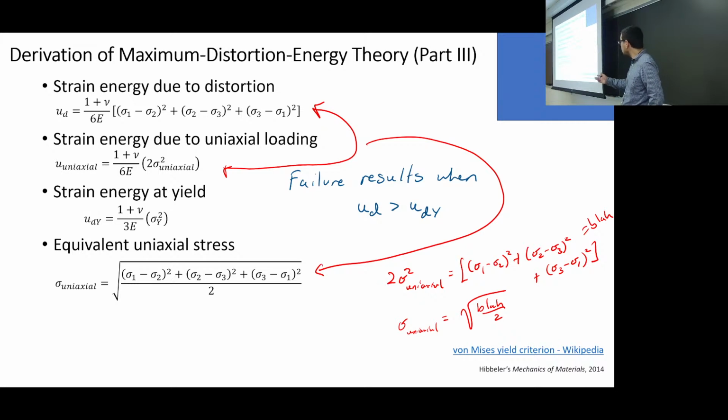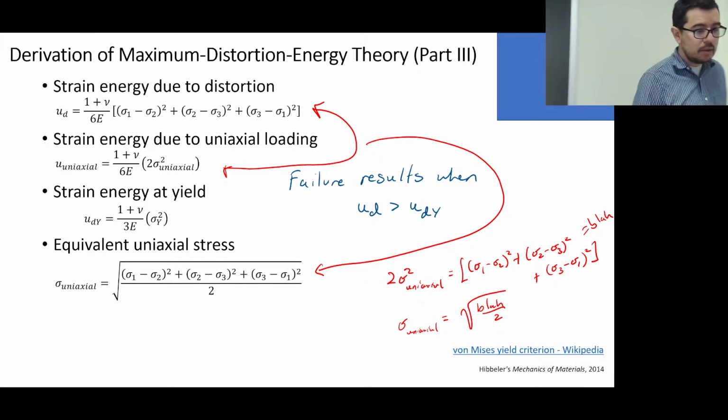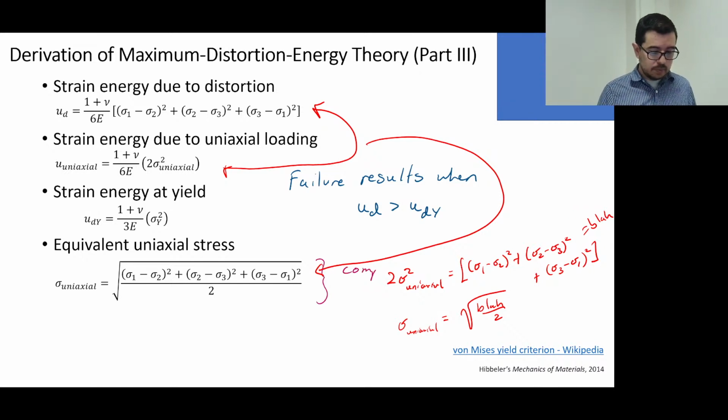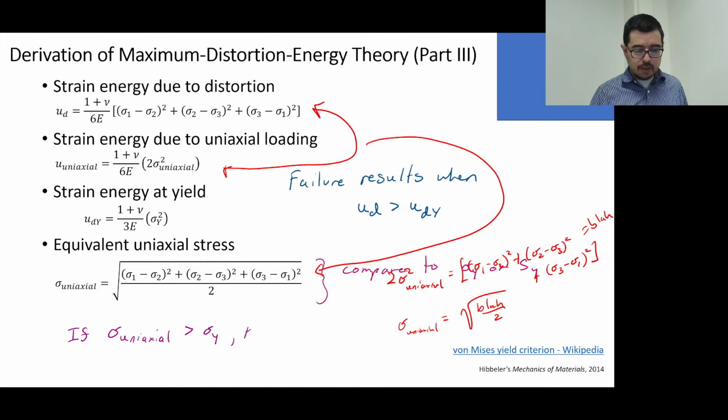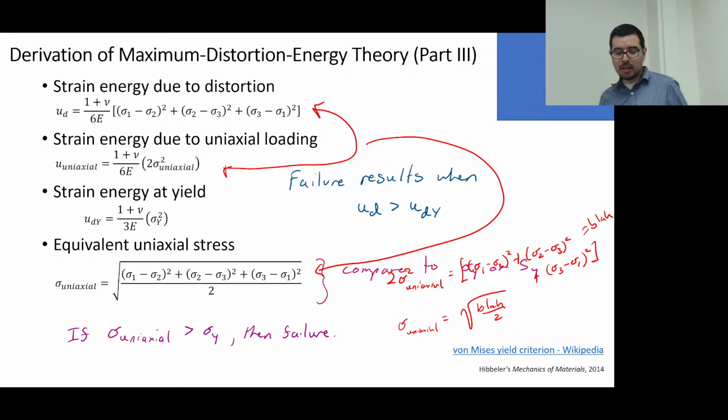So what you do is you compare, okay, and this is it. We compare to sigma y, or S_y. If sigma uniaxial is greater than sigma y, then failure. Okay, that's it. It's very nice.